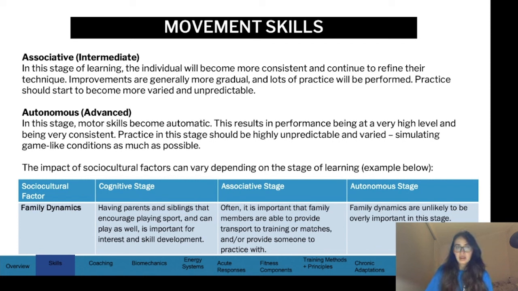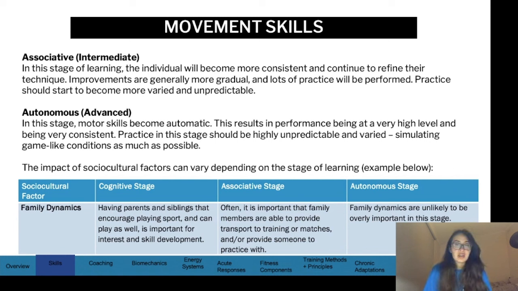So here is just a little table evaluating the impact of different sociocultural factors and how they can vary depending on the stage of learning. We've got the sociocultural factor of family dynamics. This can affect each of the stages of learning. In the cognitive stage, this may be really important because having really encouraging parents or siblings who play a particular sport may propel you toward playing that same sport as well.